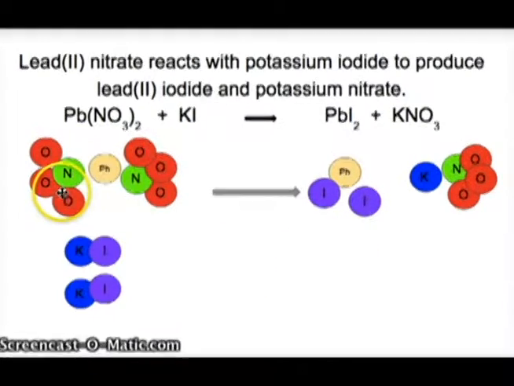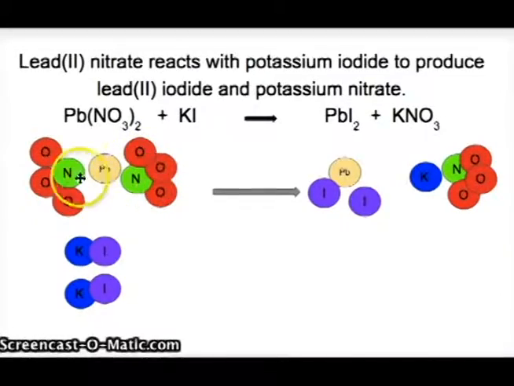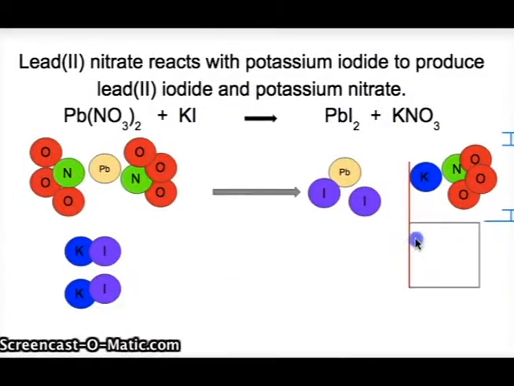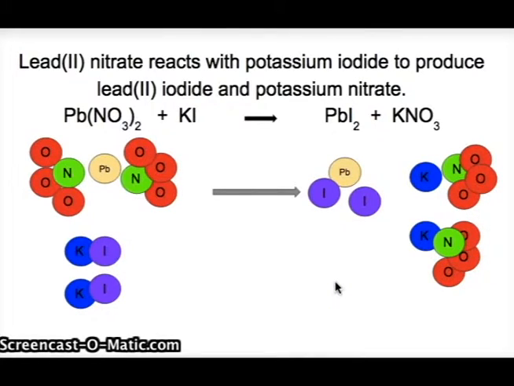We still need to balance the nitrates as well, because there are two on the left but only one on the right. So in order to do that, we also now have two potassiums on the left. We need to end up with two potassiums on the right. So there we have another potassium nitrate molecule to come out there and make it balanced. So we now have one lead, two nitrates, two potassiums, two iodines, and two iodines. And our equation is now balanced.